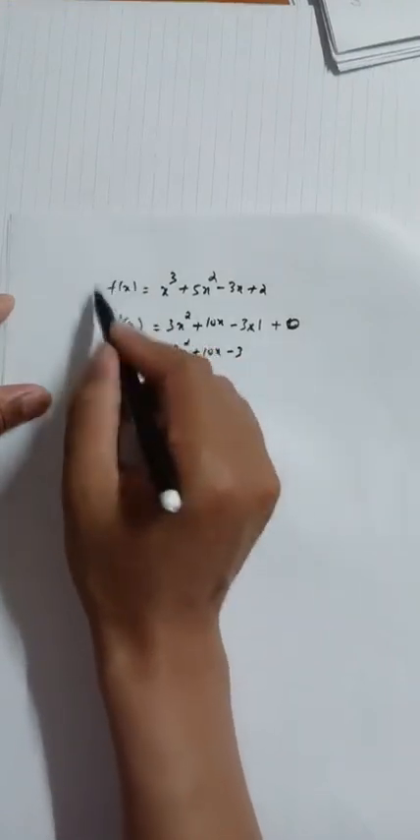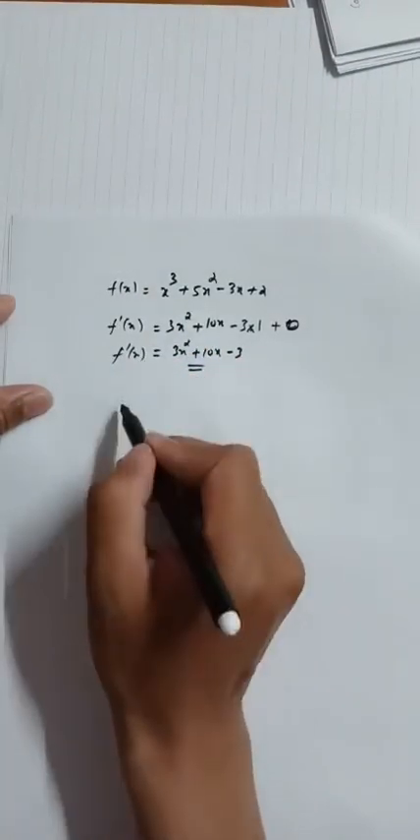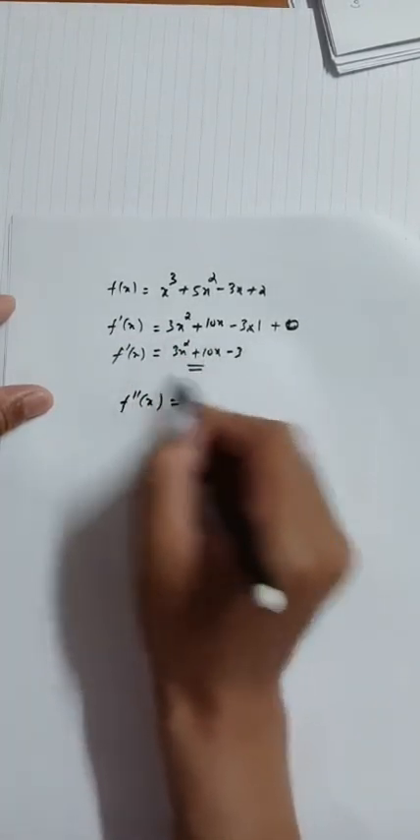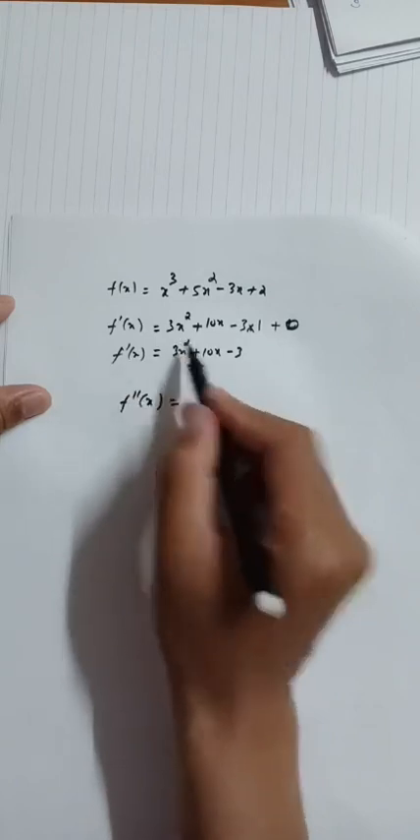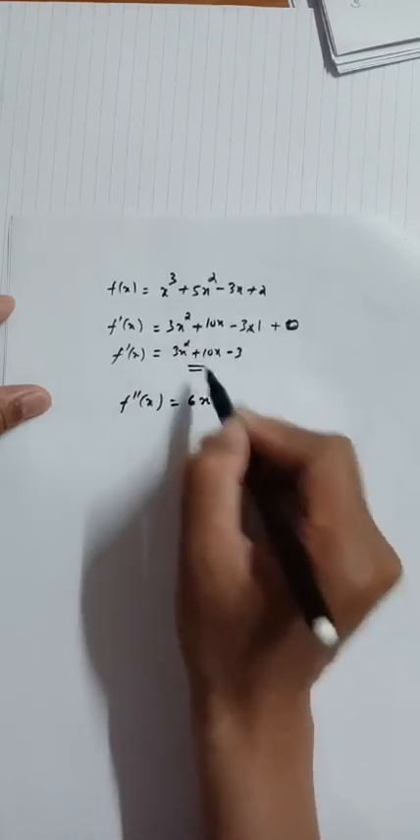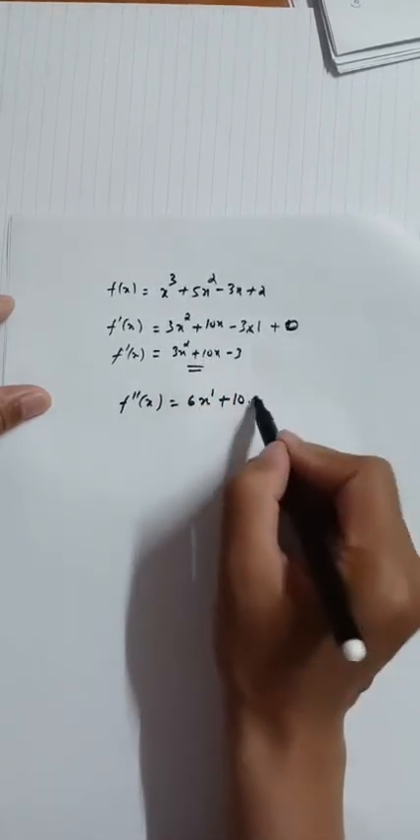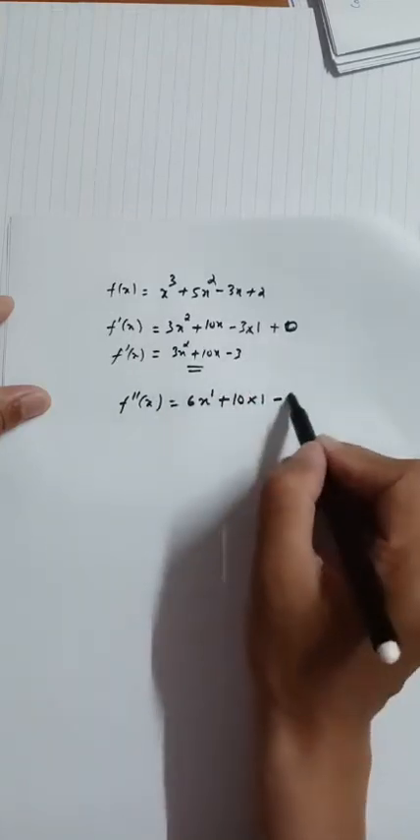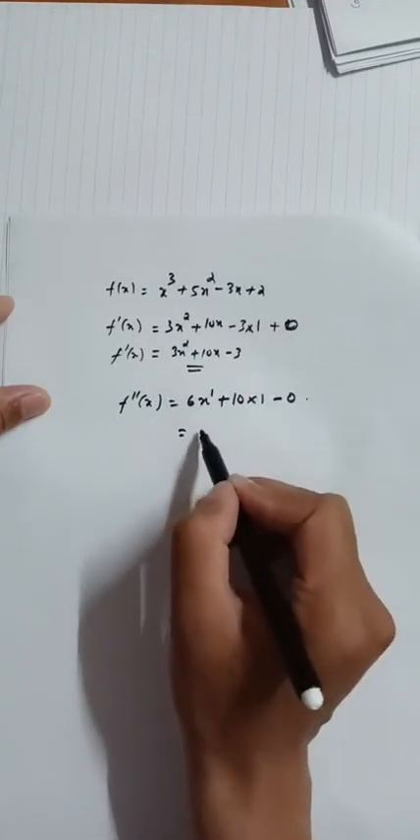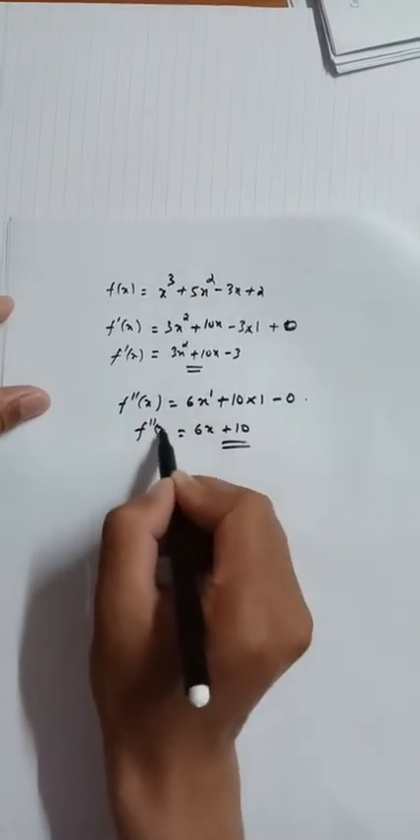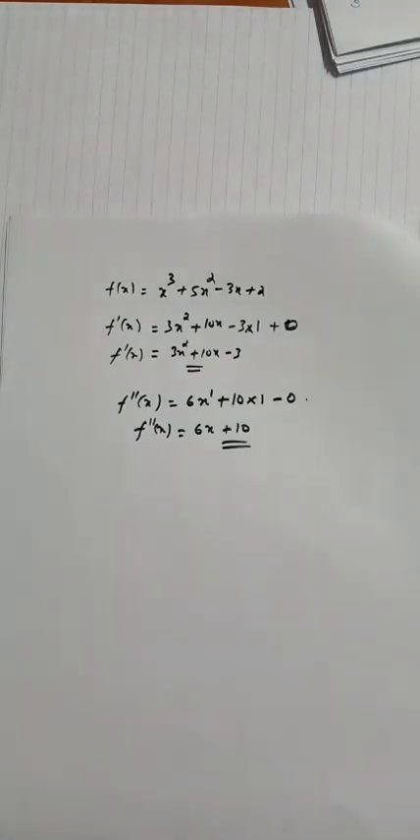The only thing is, this time in place of y we have f of x. Now f double prime x is the second derivative, so you have to differentiate the first derivative again. 3 times 2 is 6, x raised to 2 minus 1 is 1, plus 10 times the derivative of x, which is 1, minus the derivative of 3 which is 0. So this is equal to 6x plus 10, which is our second derivative.